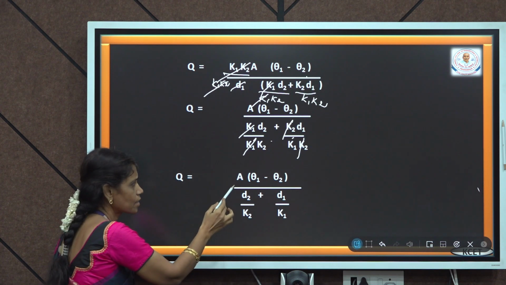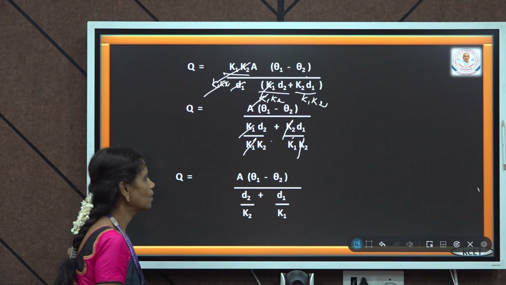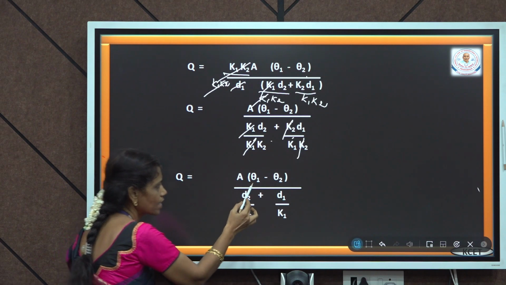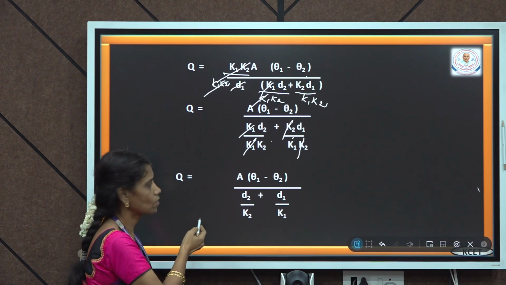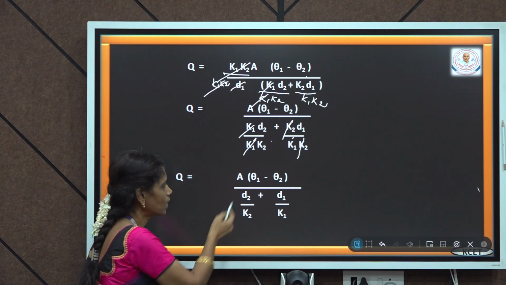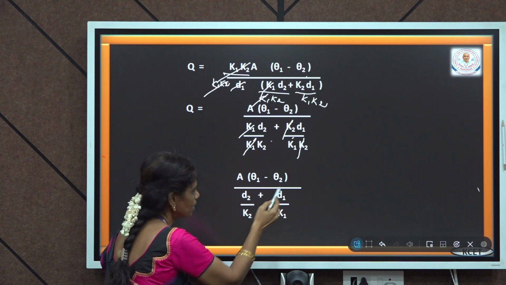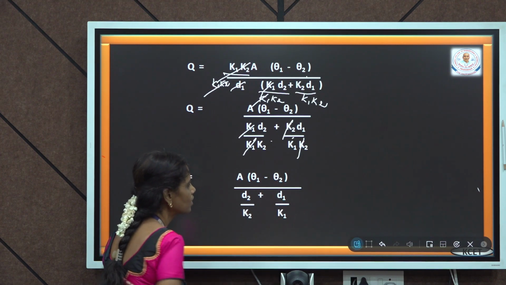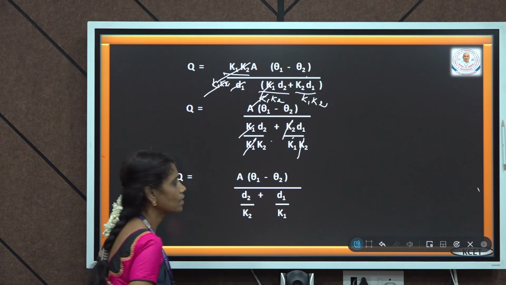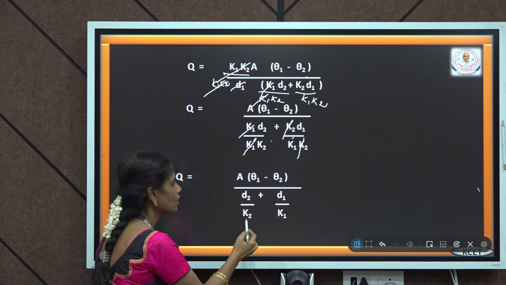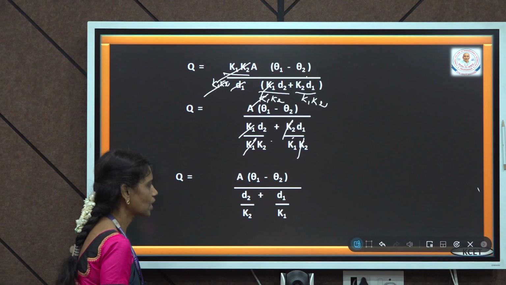Here A is the area of cross section of the material, both the materials P and Q. Theta 1 is the temperature at the hot end, that is the one surface, the starting point of the material, and theta 2 is the temperature at the cold end. D1 and D2 are the thicknesses of the two materials. K1 and K2 are the thermal conductivities of the two materials P and Q.